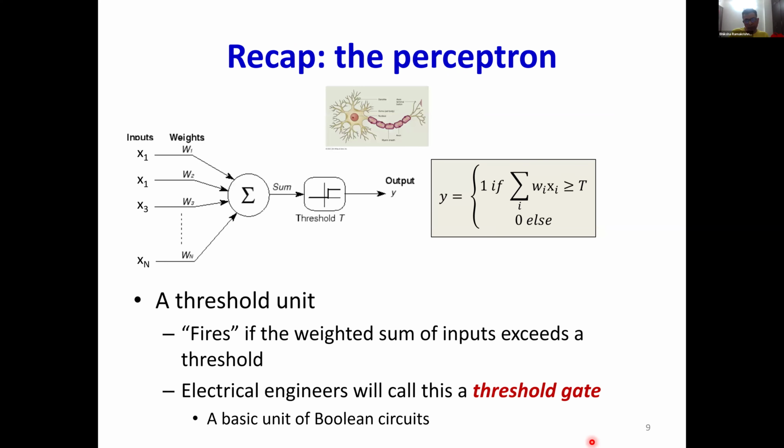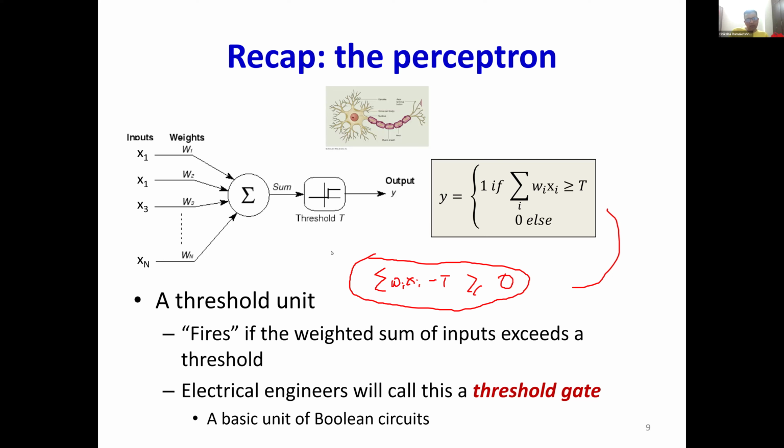Now, instead of comparing a weighted sum to a threshold, I can also do it somewhat differently. I can say I'm comparing the summation of w_i x_i minus t to 0. These two are exactly the same operations. Now, where is the boundary between where the perceptron outputs a 0 and where it outputs a 1? Where's the boundary? Anybody? Where would this boundary be?